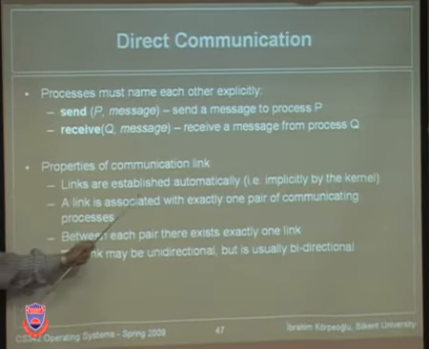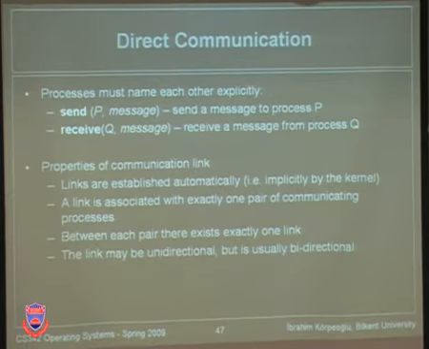So the links are established in this case automatically. Whenever you want to send a message to a receiver whose name you denote explicitly, then the kernel may automatically create a link to that receiver process, okay? And a link is also associated with exactly one pair of communicating processes. So you send a message to a process, and between you and that process, a link is automatically established, and that link is only established with that pair of processes because they are naming each other, okay?